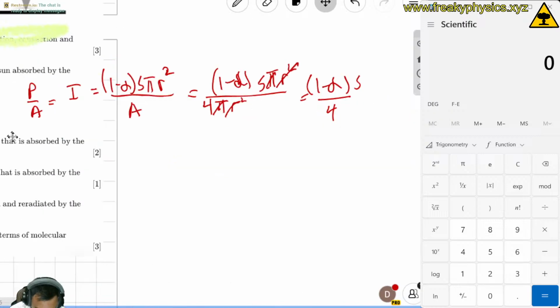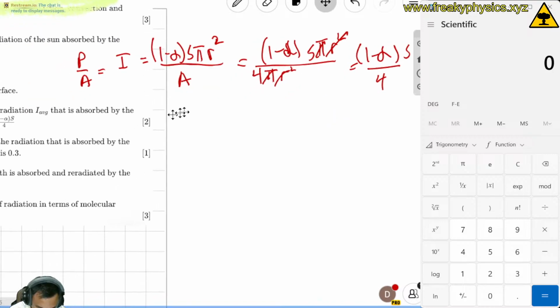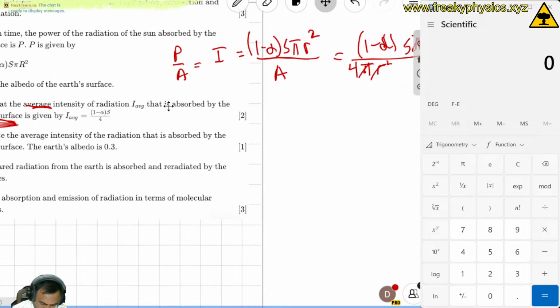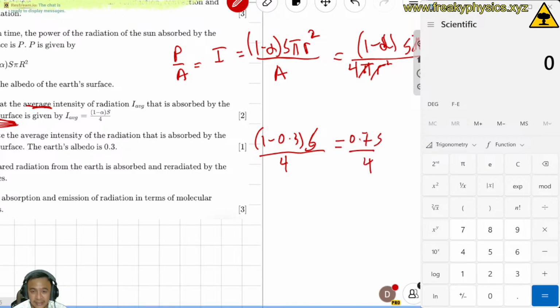No, we don't need it because of that shortcut, right? So all we have to do is apply the formula here, the 1 minus alpha s divided by 4. So that's going to be 0.7, 1 minus 0.3. The s is in the data booklet, so I'll just keep that as s for now, and then divided by 4. So that's going to be 0.7 s over 4. Calculate that with the value from the data booklet and you'll get the answer. That's why it's only 1 mark.